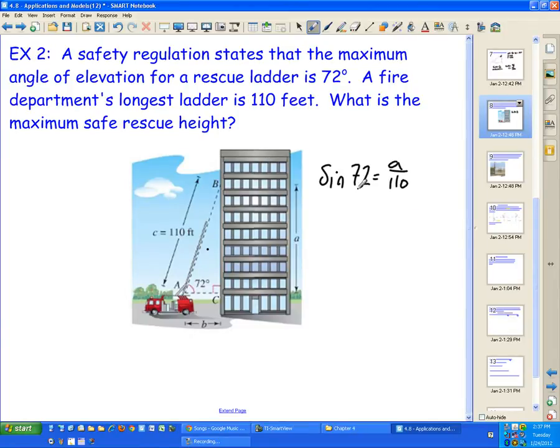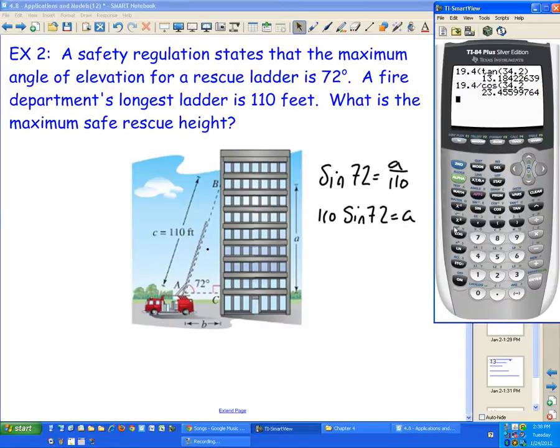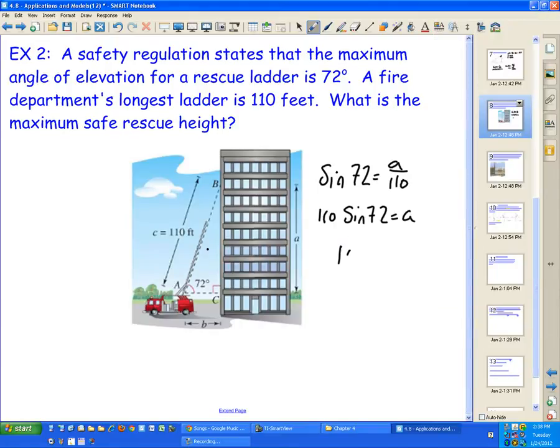And if I multiply this over here, I would get something that looks like this for A. So if I take 110 times the sine of 72, and remember we're still in degrees, it should be 104.62, which would be the height above the ground that I could reach, or above the fire truck actually in this case. So 104.62 feet was what I can reach. And so that's just an example of why we might need this.